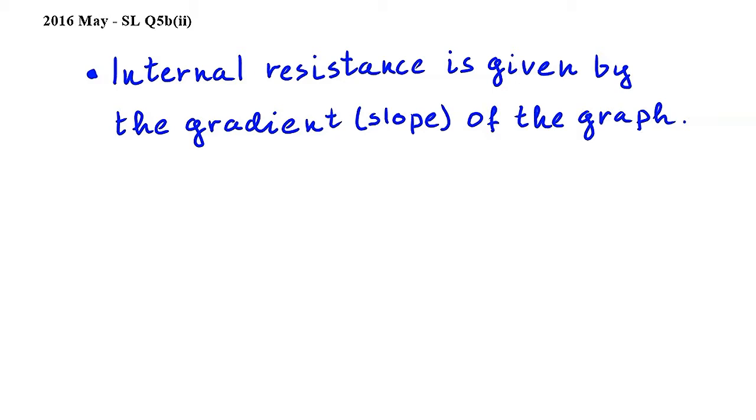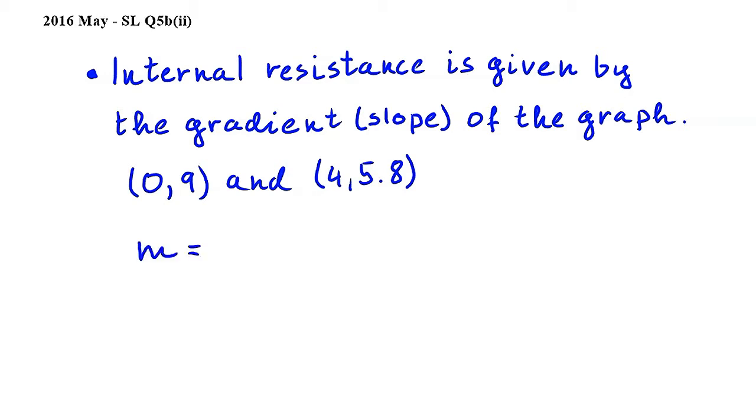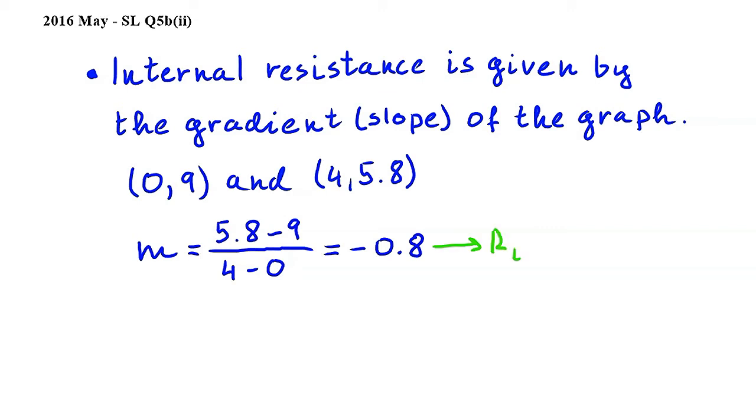I decided to use the points (0, 9) and (4, 5.8). Calculating m, the gradient, we get (5.8 - 9) / (4 - 0). This gives us -0.8. Since the resistance of the cell is positive, we can conclude that Ri, the internal resistance, is equal to 0.8 ohms.